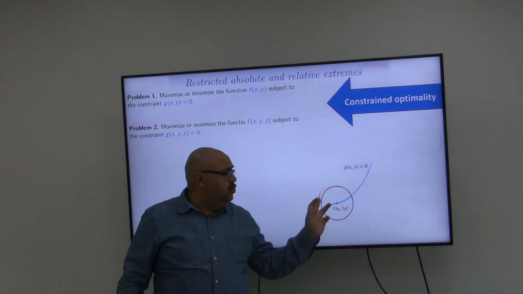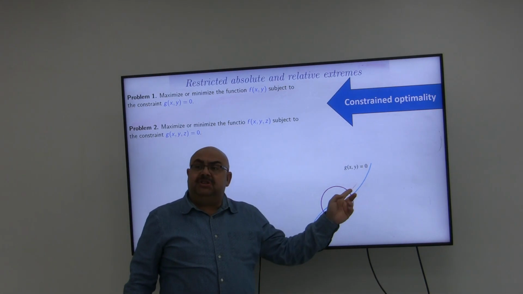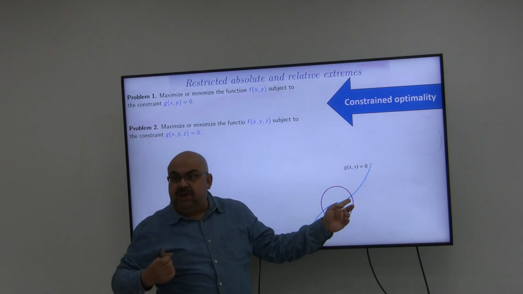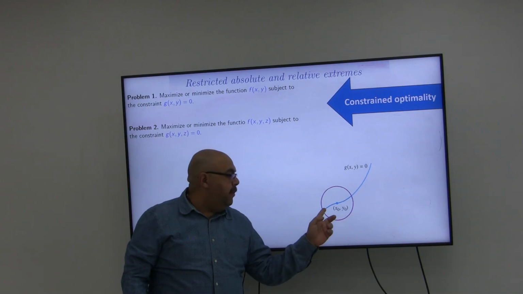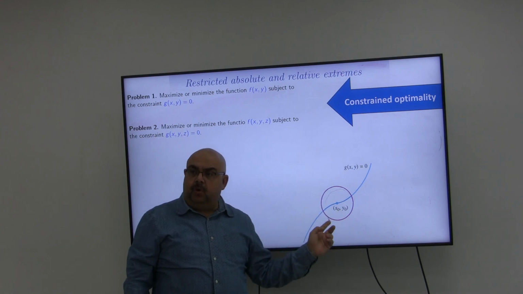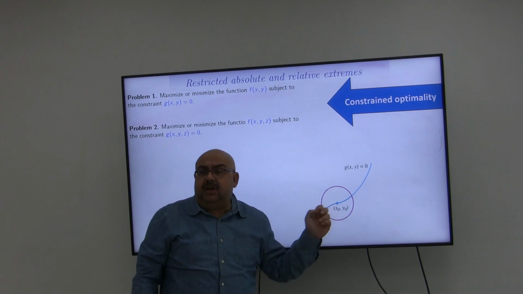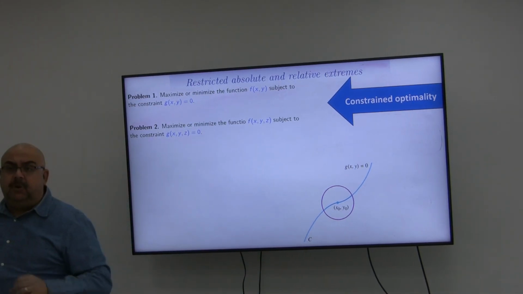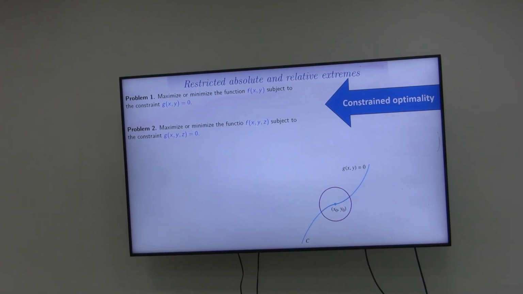If this is your domain, and that's the boundary, that's the curve J which is the curve I want to study the optimality on. So now I know one of the points that's shared between this curve and the domain of this function will contain x naught, y naught, which is the optimality point that I'm searching for.